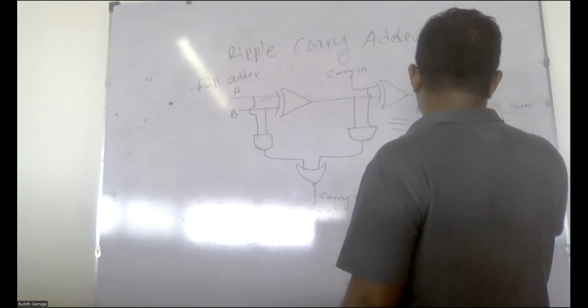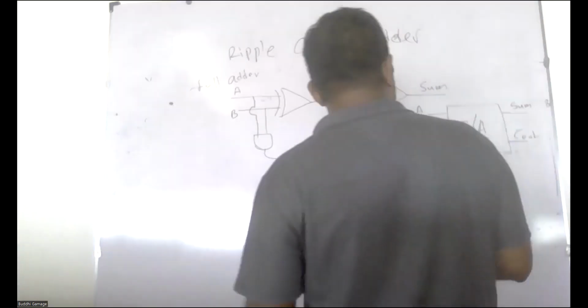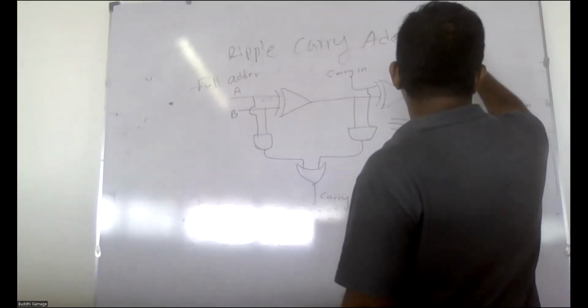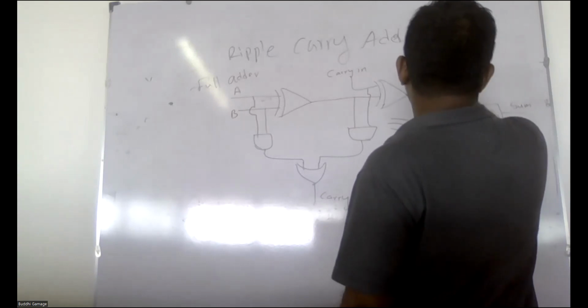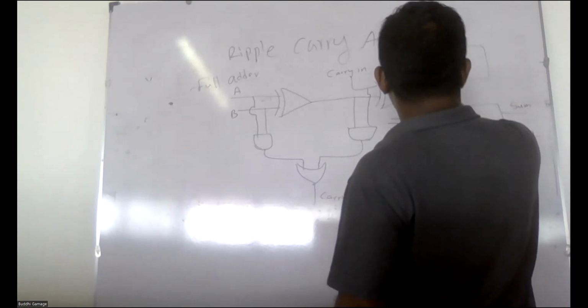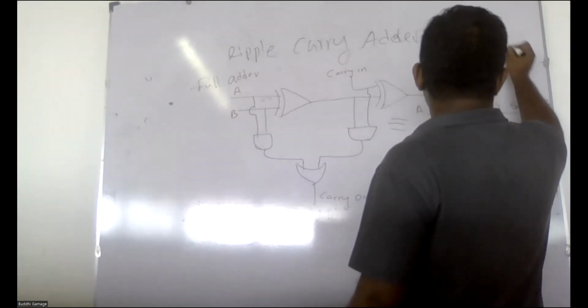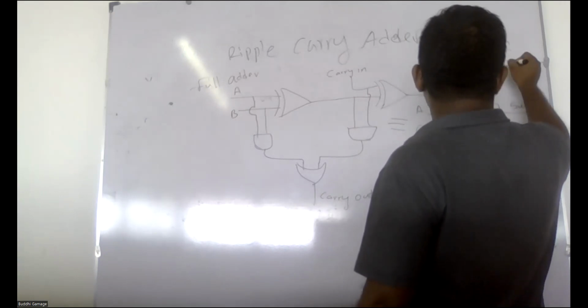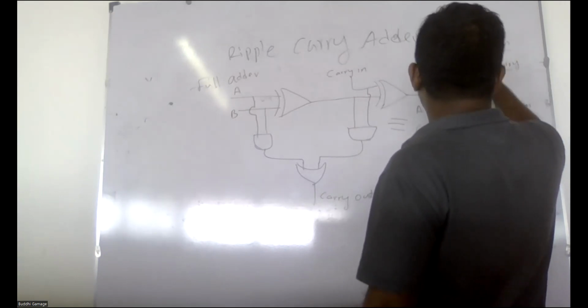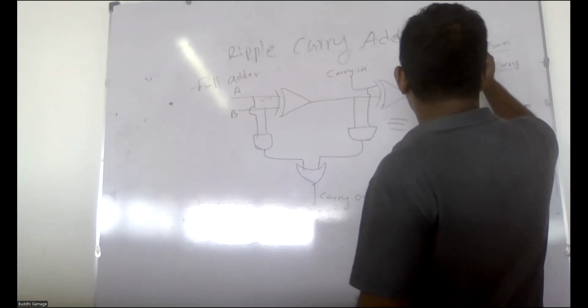This is the block. So our half adder only had two inputs, B and A. This is our half adder.